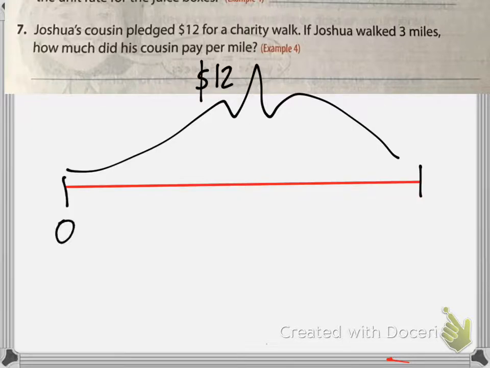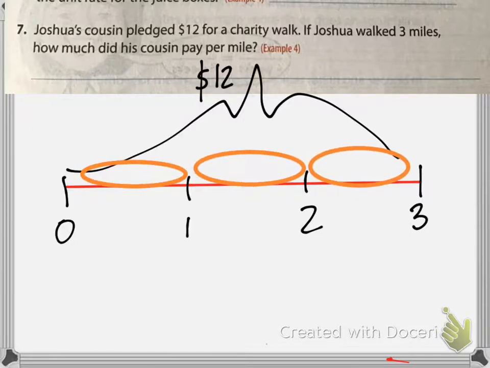So here's our 0 miles, here's our 3 miles. I'm going to split this up. It's 2, 1. How many different segments do we have? 3 different segments. And it asks us per mile. Per means each, and each means 1.